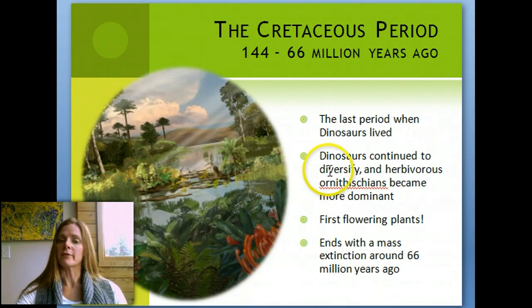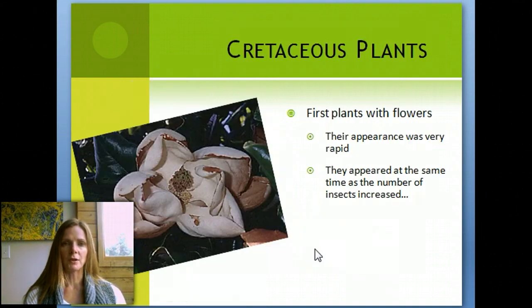Dinosaurs continued to diversify. They became herbivores, and ornithischians became more dominant, okay, which is kind of a big deal. First flowering plants came about, so up until this time period there were no flowers, no flowering plants. And then of course this Mesozoic era ends with a huge mass extinction. That was about 66 million years ago.